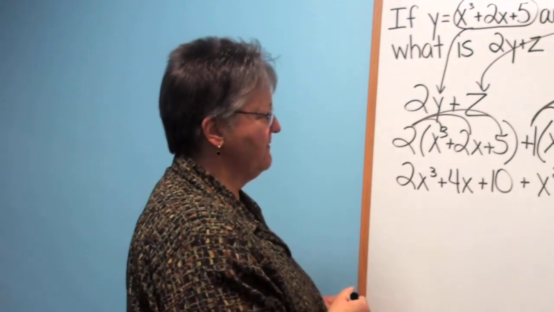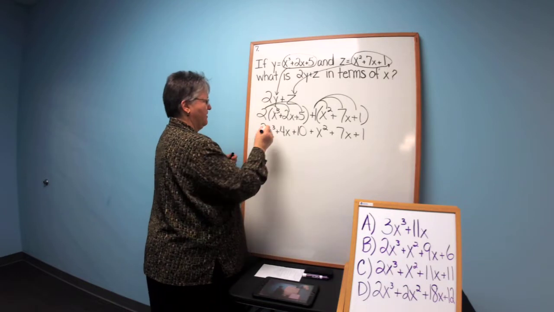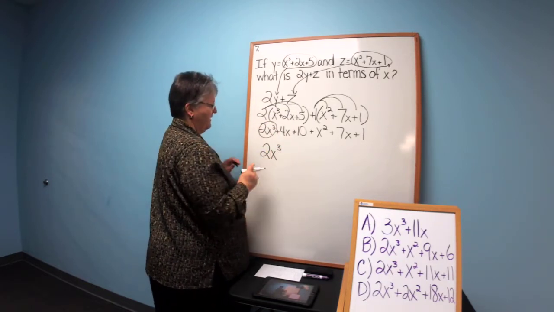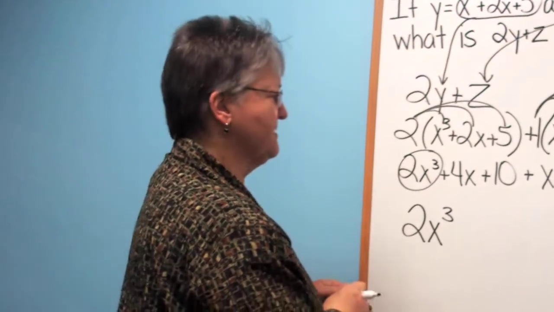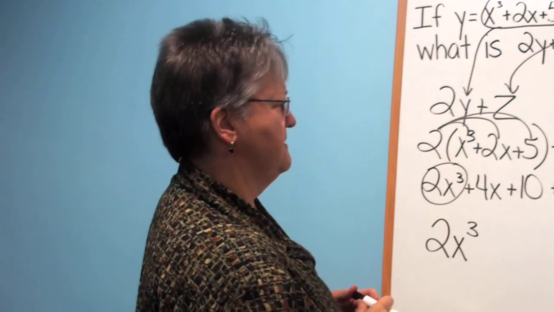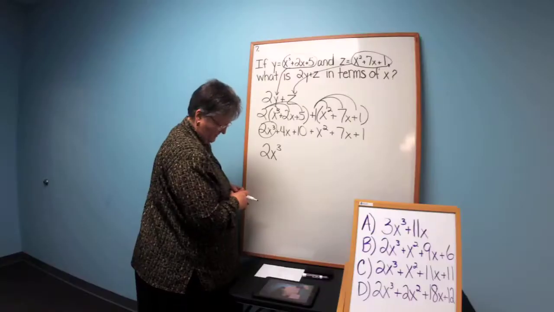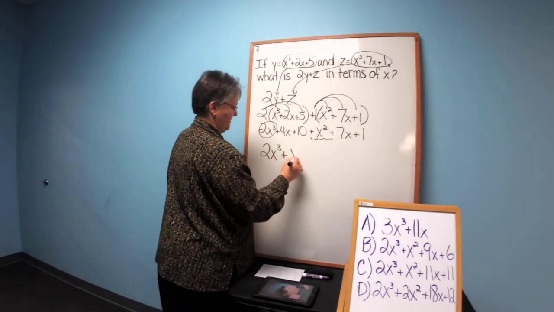So the highest power of x would be x cubed. There are no other x cubes in here. So I'm going to take that and I'm going to put it down here. After x cubed would be x squared. Now I have 2 x squareds here. I guess I don't. I only have 1 x squared, and it's right here. So that comes right there.